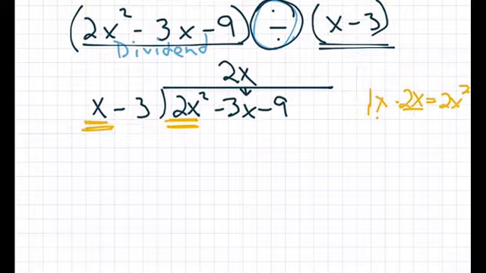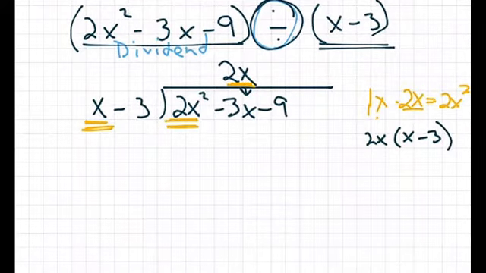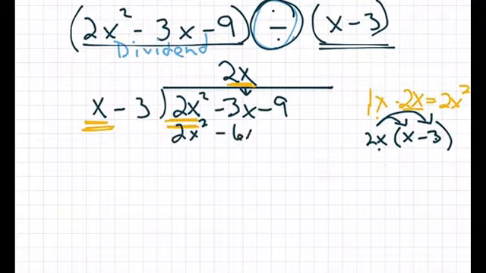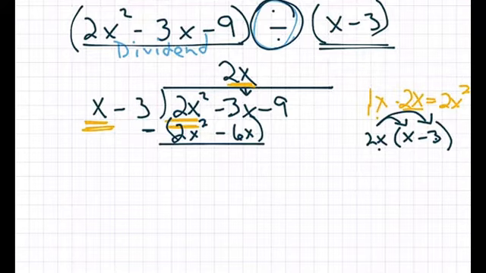Follow our process. Once we put the term up here on top, we are going to multiply 2x times x minus 3. Now I'm writing it over here to the side to remind myself when I multiply a monomial by a binomial, I am distributing. So 2x times x is 2x squared, and 2x times negative 3 is a negative 6x. Now the next step of my process is to subtract, but I am going to put parentheses around that binomial when I subtract it. For this reason, I also have to distribute that negative sign.